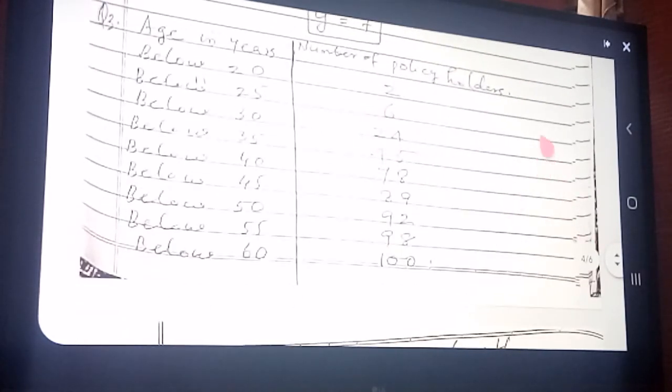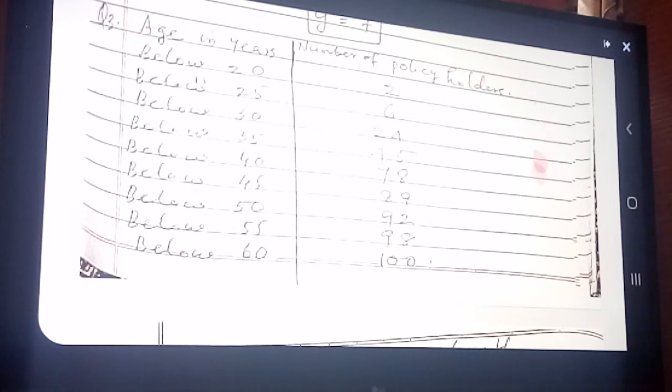Okay, next question you read. A life insurance agent found the following data for distribution of ages of 100 policy holders given. Calculate the median age if the policy is given only to persons having age 18 years onwards but less than 60 years. Okay, actually this table you see.